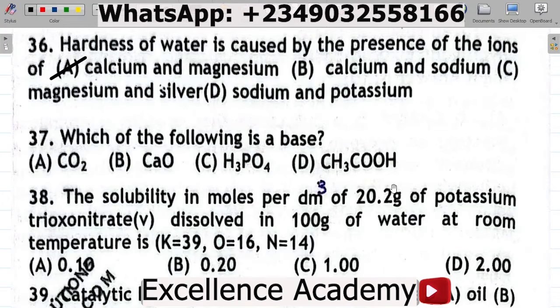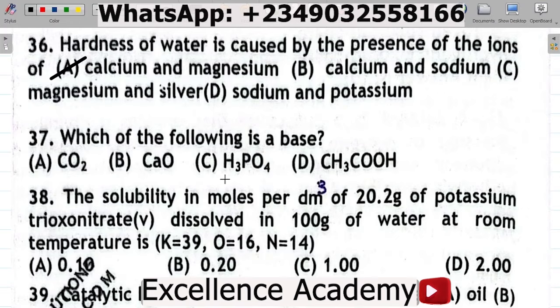Now you want to note that oxides of metals are basic in nature, while oxides of non-metals are acidic in nature. Also note that hydroxides of metals are basic. So looking at the options here, D is actually an acid, ethanoic acid. So it cannot be D.